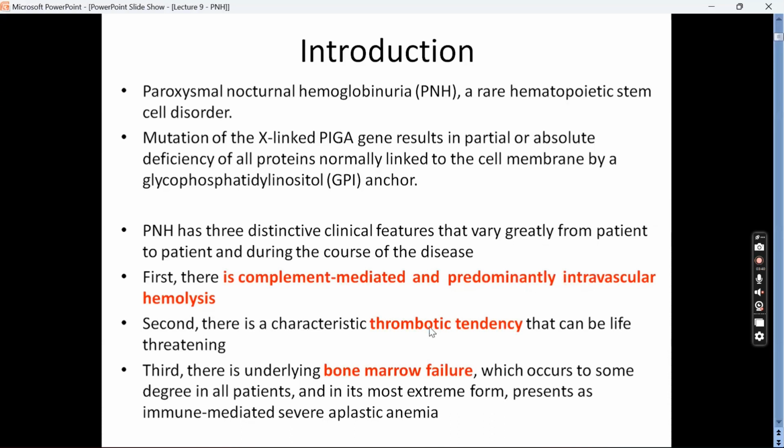Second is a characteristic thrombotic tendency. And third, since it's a hematopoietic stem cell disorder, this may also lead to bone marrow failure. So this classic triad is very classic for the diagnosis of PNH.